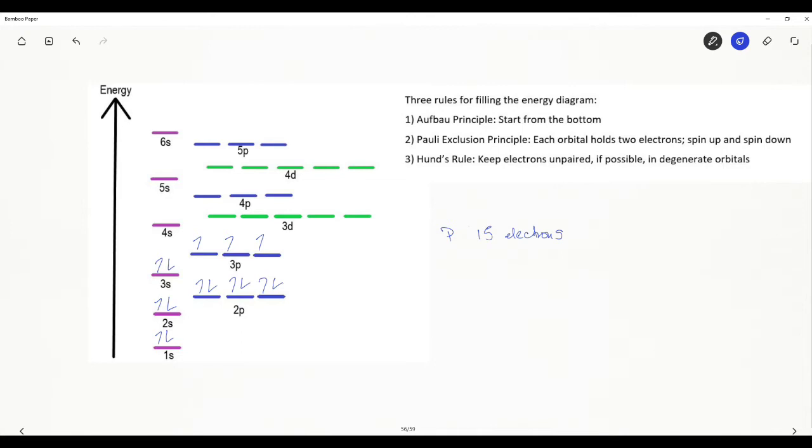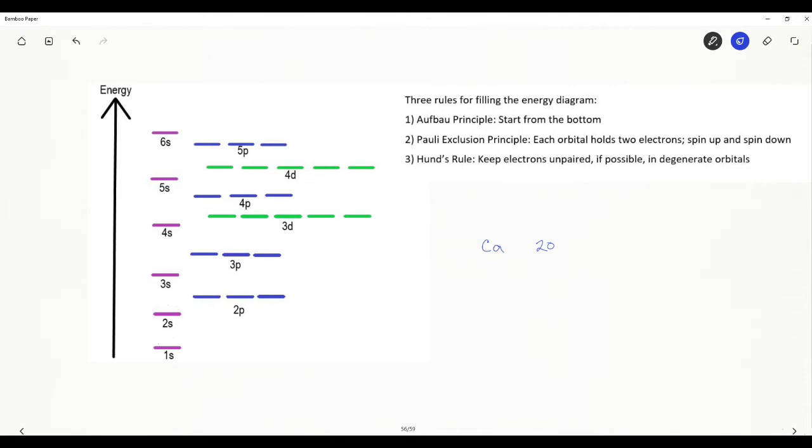Notice when I got to the 3p's, I kept things unpaired as much as possible. So phosphorus has 3 unpaired electrons in the 3p. Let's clear this diagram and do another element. Okay, let's do calcium. Calcium has 20 electrons.